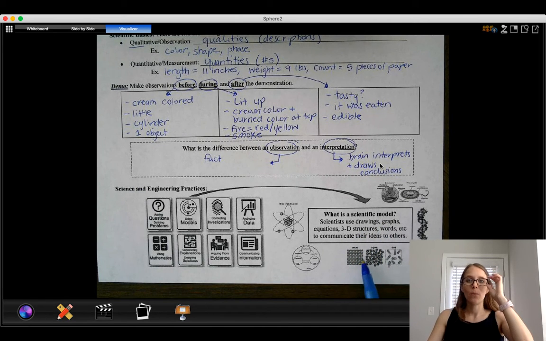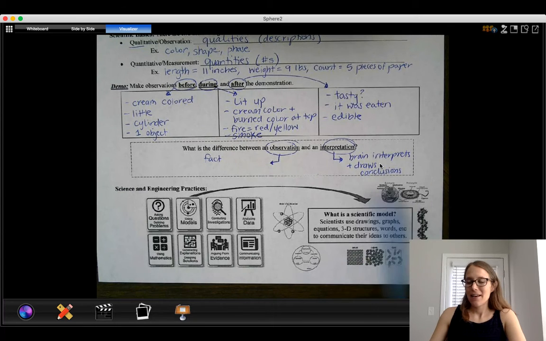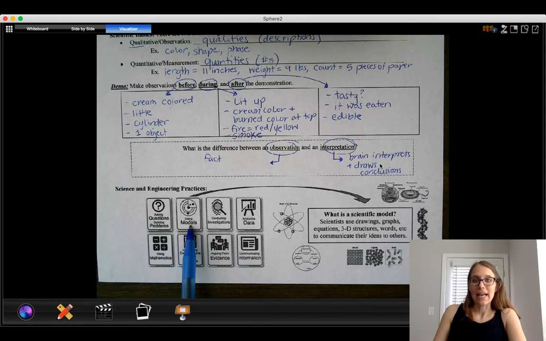to communicate what we think is happening inside of something that's too small for us to really see it with just our naked eyes. And this is a really important scientific practice that we use all the time. And this is something that we're going to be talking about more throughout our class.